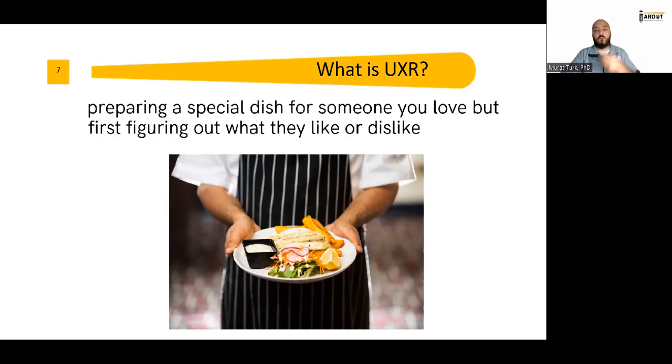But before you go to Walmart, for example, to get the ingredients and start cooking, it will be very smart to know what your loved one likes. Do they like onion? Do they like parsley? Can they eat it hot? Are they vegetarian? Are they vegan? All that information is necessary for you to prepare this dish.